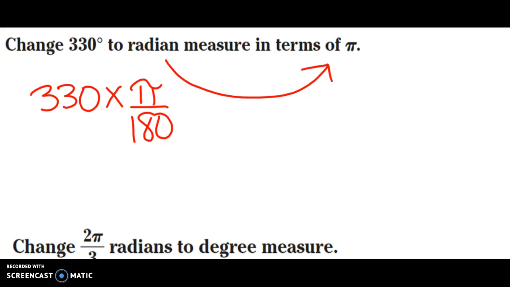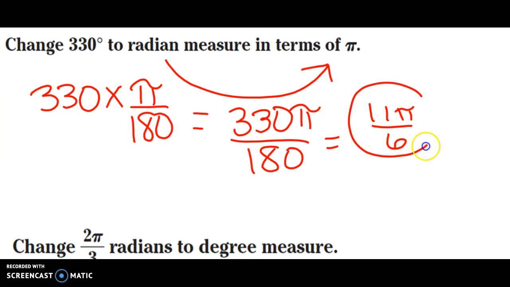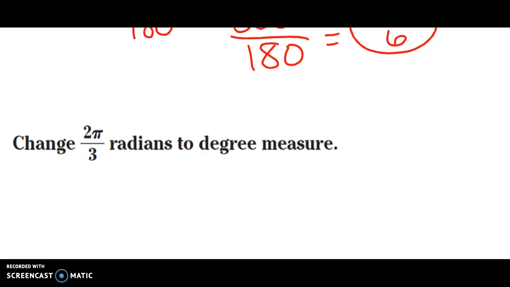You don't want to cancel any pi's out, so that's why we have to put the pi in the top. And so that's going to give us 330 pi over 180. Well, you've got to put that in lowest terms. Once you put it into lowest terms, it looks like 11 pi over 6 is 330 degrees.